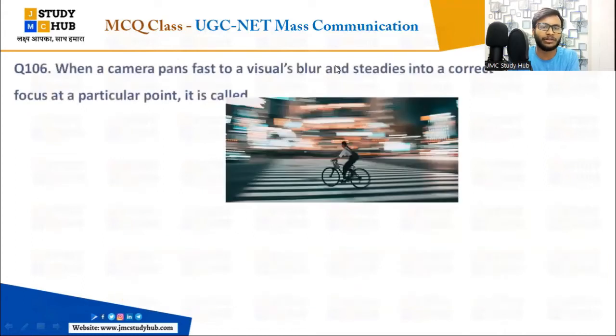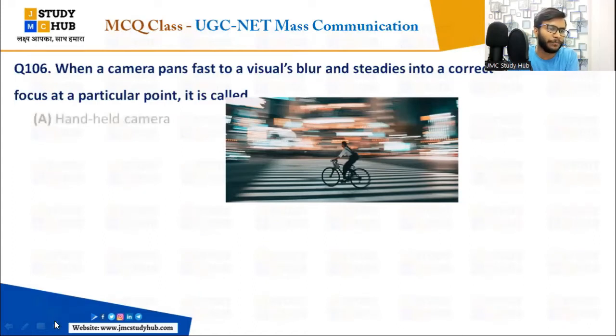Next question here. You can see the photos, right? We have attached them here to understand the concept of the question. क्वेश्चन की कॉन्सेप्ट को समझने के लिए हमने यहाँ पे आपको पिक्चर लगाया है ताकि आप इजिली समझ पाए. So when a camera pans fast to a visual blur and steadies into a correct focus at a particular point, it is called what? इस तरीके से विजुअल ब्लर हो गया but still it is in focus at the particular point, what is it called when the camera pans fast.